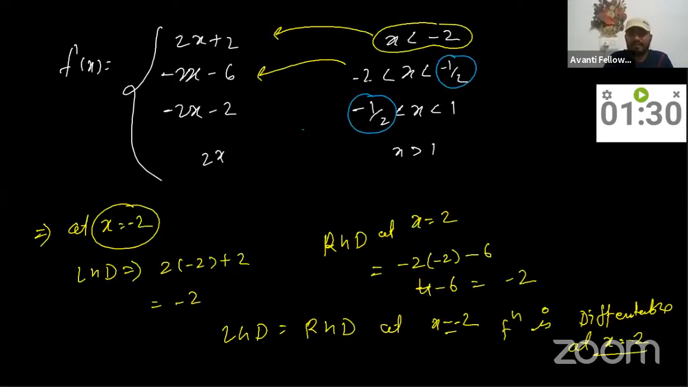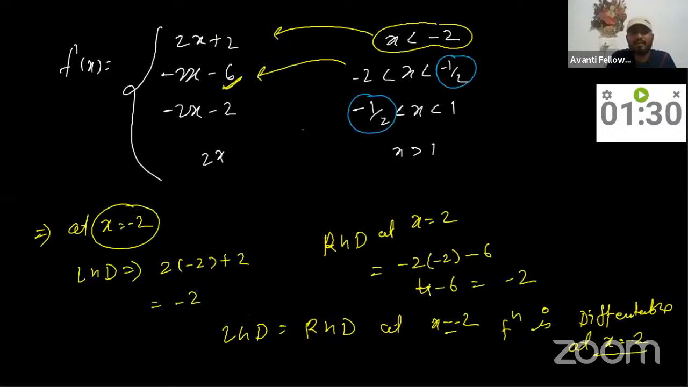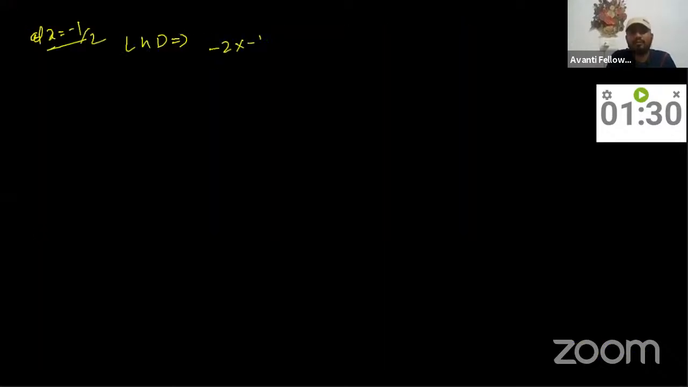Now, at x is equal to minus 1 by 2, what will be the left hand derivative? Left hand derivative, which means you have to put x is equal to minus 1 by 2 in this one. Yes or no? So if you put x is equal to minus 1 by 2, you will get minus 2 into minus 1 by 2 minus 6. So this comes out to be what? Minus 7.